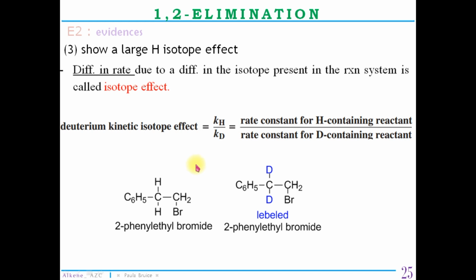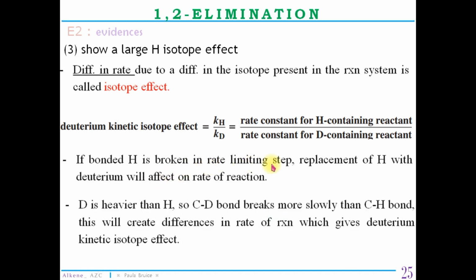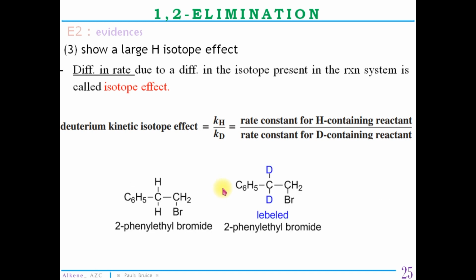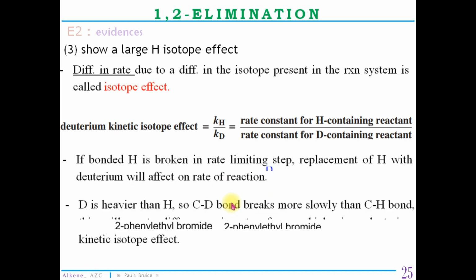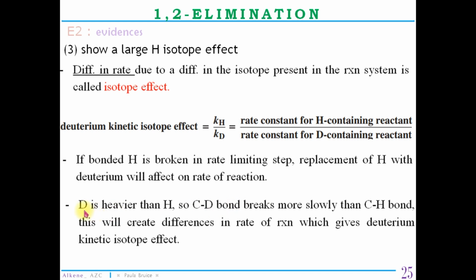The principle behind this hydrogen isotope effect is, if this C-H bond is broken in the rate limiting step, replacement of this hydrogen with deuterium will affect the rate of reaction. We know deuterium is heavier than hydrogen, so the carbon-deuterium bond breaks more slowly than the carbon-hydrogen bond, and this will create differences in rate of reaction, which gives the deuterium kinetic isotope effect.